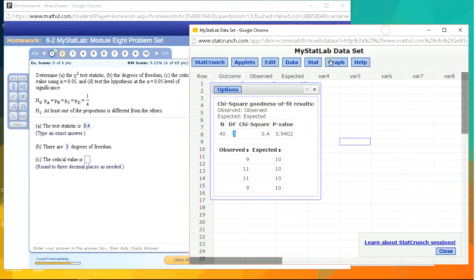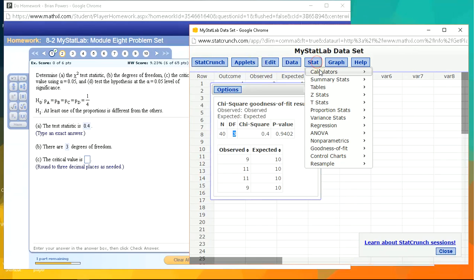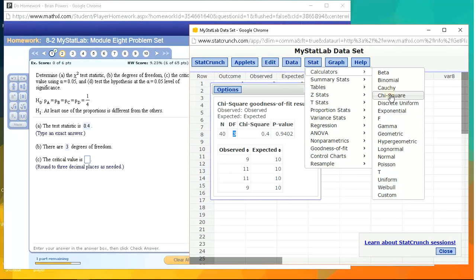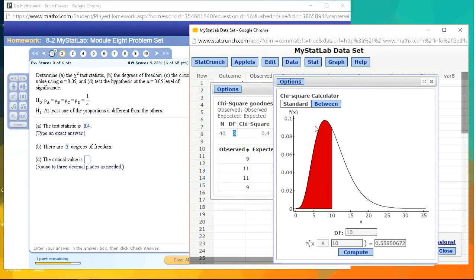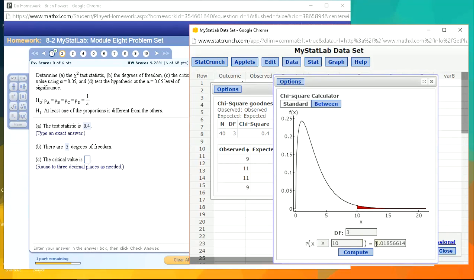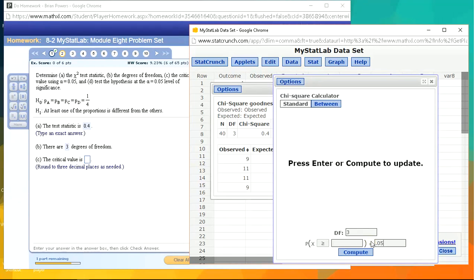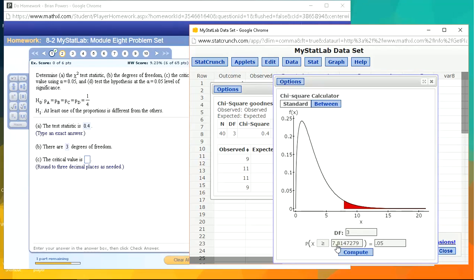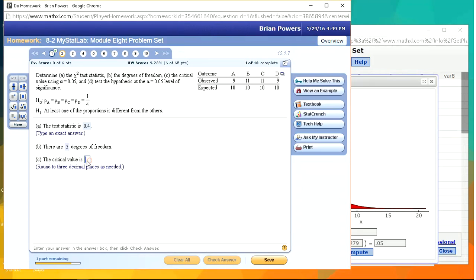The critical value is based on an alpha level of 0.05. I'll show you again how we get that. We'll pull up a chi-square distribution from the calculators with 3 degrees of freedom, and I want to find the cutoff for 5% in the upper tail. It's at 7.814. Let's see, 3 decimal places, 7.815. I have to round it off.